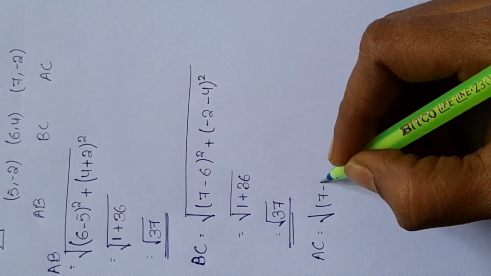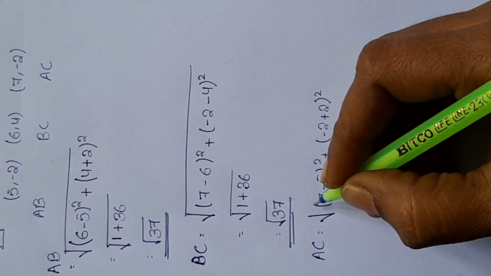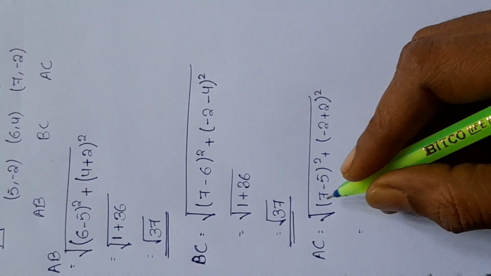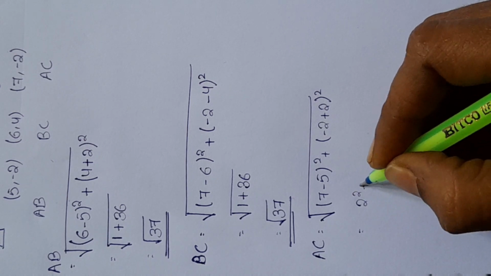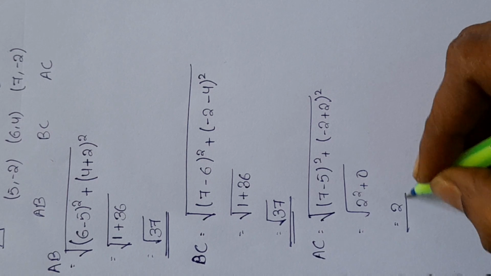Now let us find the distance of the points AC. Root of (7 minus 5) whole square plus (minus 2 plus 2) whole square. Keep this in root. We get this as 7 minus 5 is 2 square plus 0. So we get this as root 4, which is equal to 2.